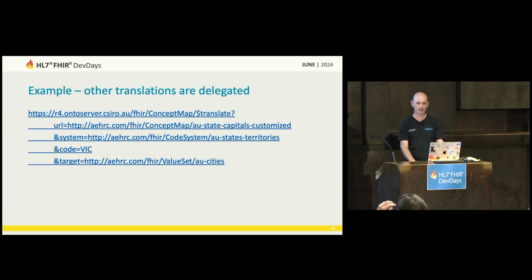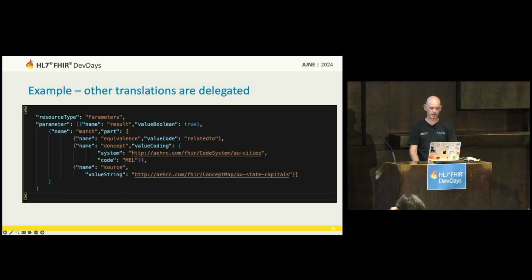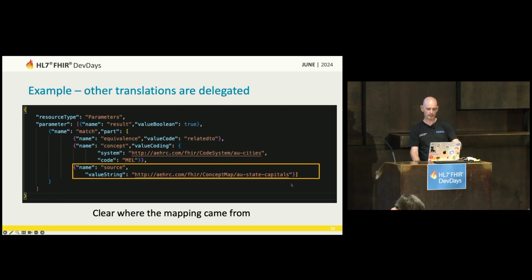So the other translations that we're looking at are delegated. If we go and ask the same AU states capitals customised map again about the capital of Victoria, which we didn't alter in our customised map, we'll get back that the capital is Melbourne, which is the way it is in the underlying map. And this time you can see here that the map it's got the result from is the base map, and it's telling me that that's where that came from.